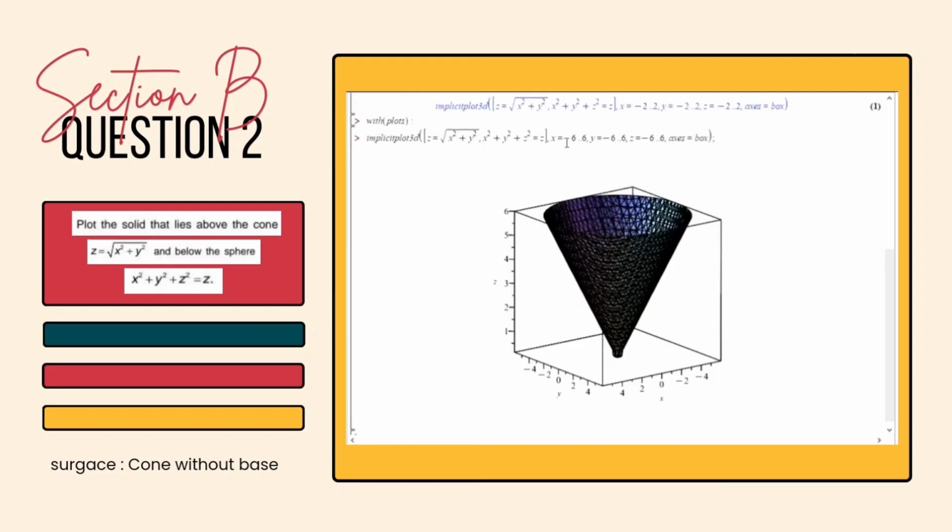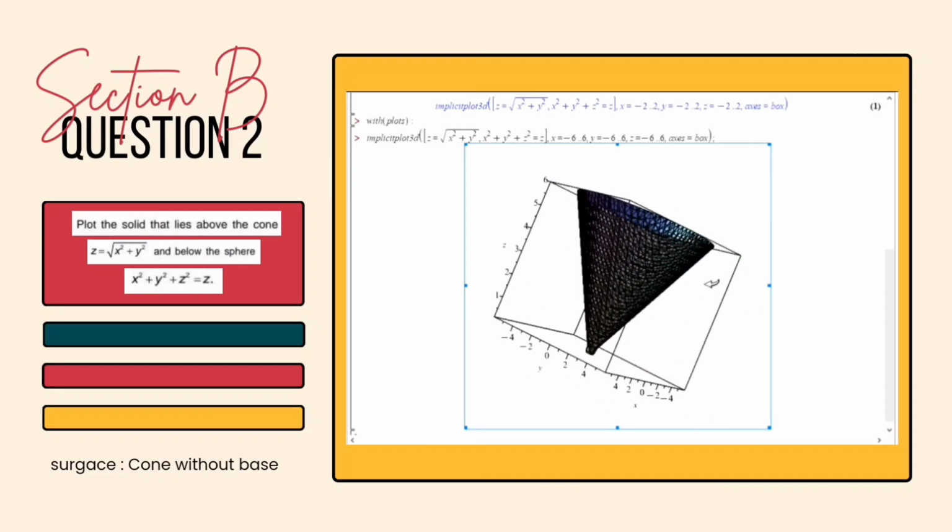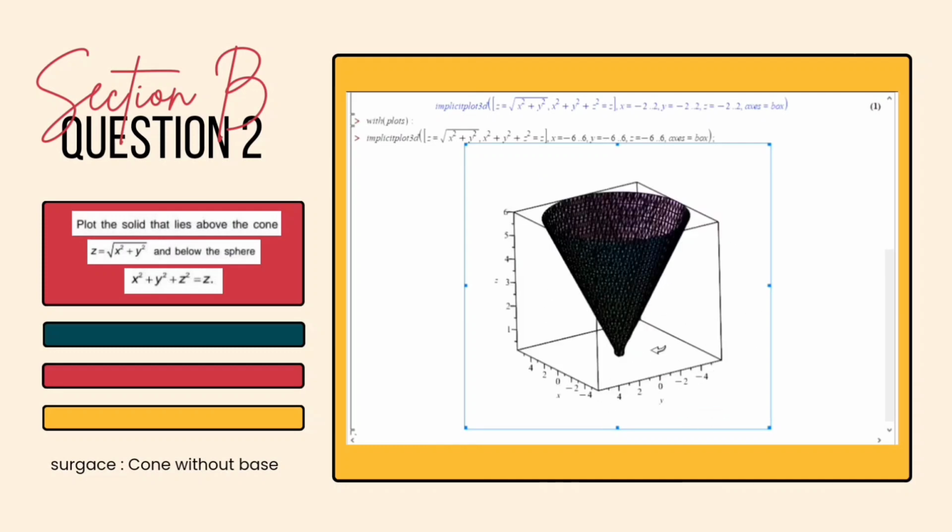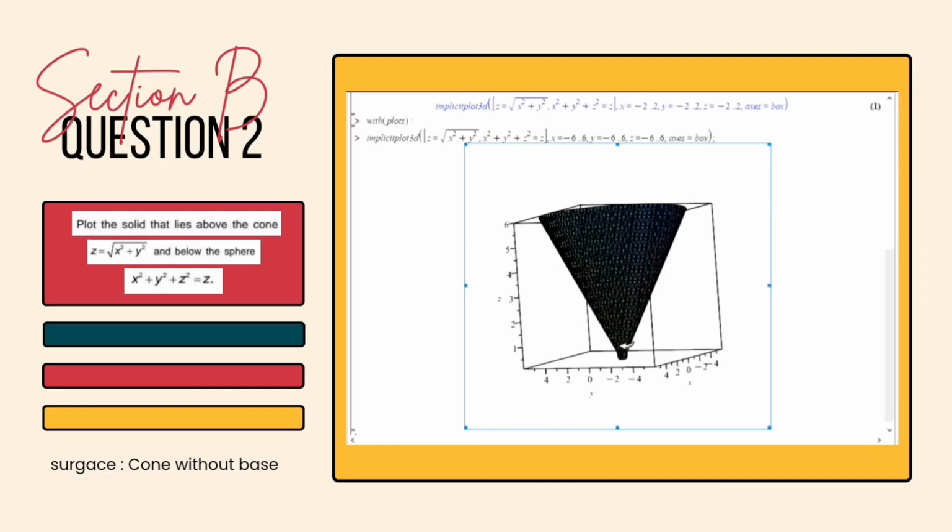And then for the second diagram in question 2, I use the same coding but I choose different limit of negative 6 until 6 because I just want to show the difference of the diagram using different limit. As you can see here, the diagram is slightly different from the diagram before.